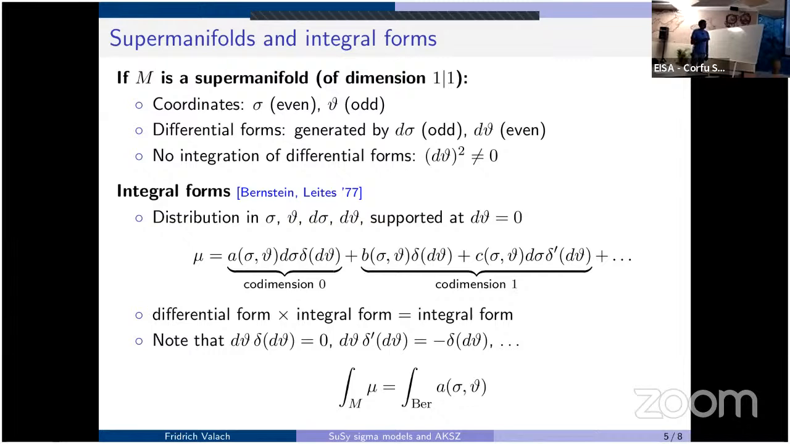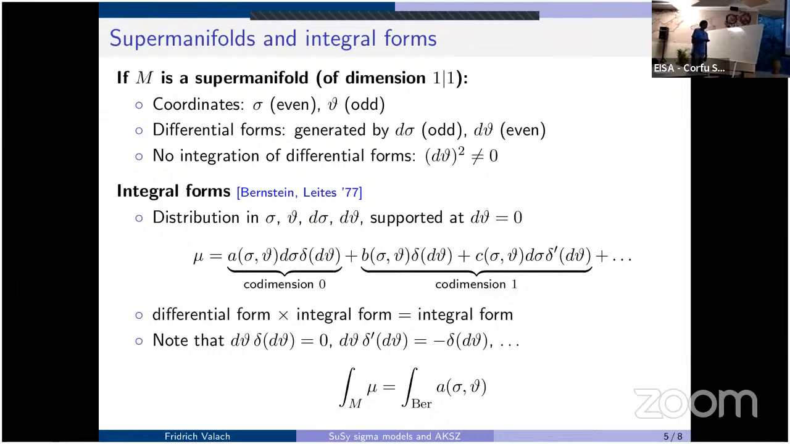And because we want to mimic the construction from before, basically we want to deal with differential forms. So differential forms are now generated by d sigma and d theta. Since d is an operation which naturally shifts the degree, this will now be odd and this will be even. Now, because this is even, you can multiply it with itself arbitrarily many times and it will not be zero. So you have no top forms and hence there is no natural integration of differential forms on supermanifolds.